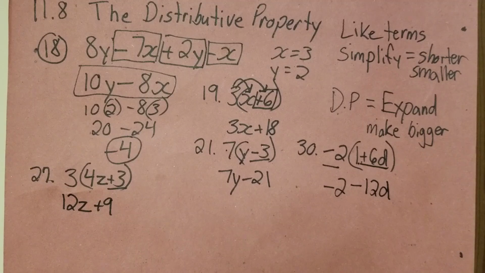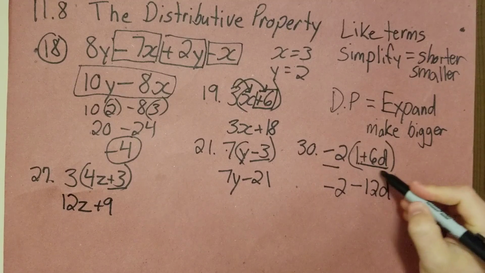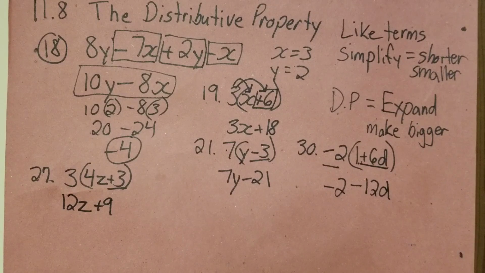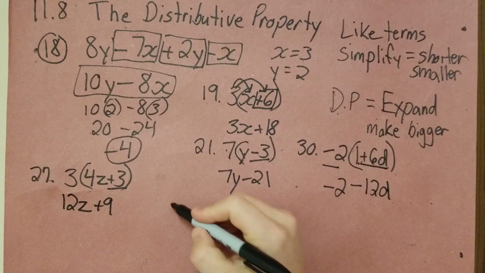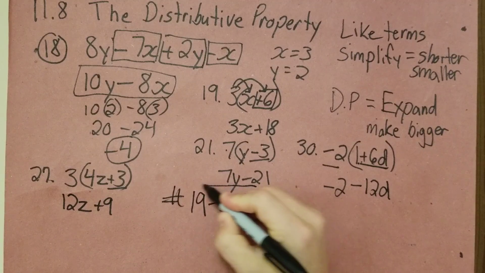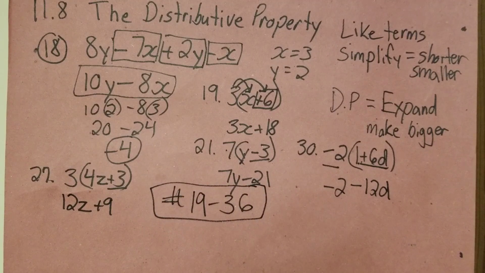This is so important, understanding that, because this is where most of my students get tripped up when we get to larger questions. You have to recognize that the part of the term is the positive 6d, not just 6d. Okay? So your assignment today is to work on numbers 19 to 36 on sheet 11.8 and take the quiz.